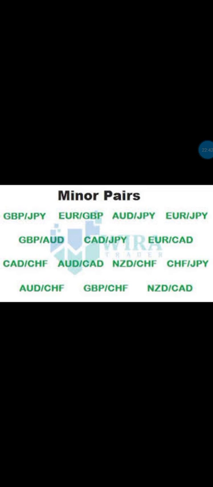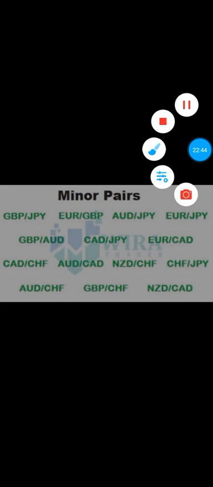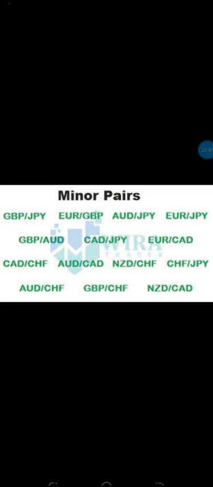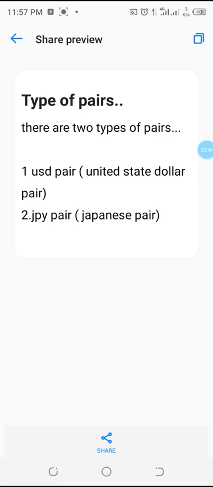Now we're moving to the next. So I hope we're following. Talking about the types of pairs, that's the last topic. There are two types of pairs. The first one is the US dollar pair, and the second one is the Japanese pair. Some of you might be wondering what the meaning of this is.